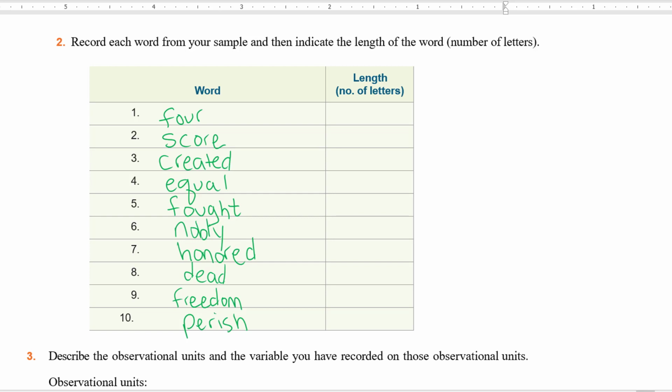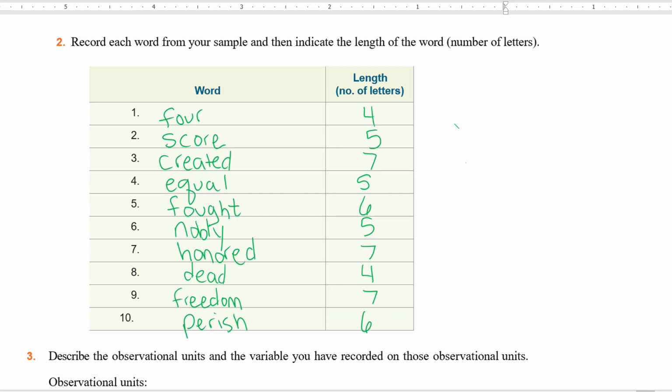The next thing it asks us to do is to identify the length of each word. And by length, I mean the number of letters in the word. So this first word I picked was "four," and it has 1, 2, 3, 4 letters in it. My next word is "score," which has 1, 2, 3, 4, 5 letters in it. So I go through and I count the length of each word, the number of letters in each word. Okay, so I've filled in the length of each of my words, and you should do the same with your 10 words.